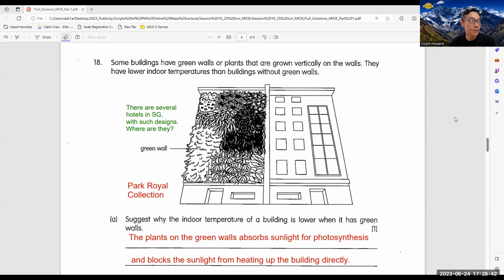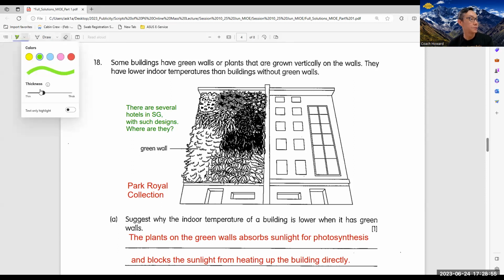Okay, in this question, you can see some buildings have green walls, or plants that are growing vertically on the walls. They have lower indoor temperatures than buildings without green walls. So you highlight this section. They have lower indoor temperatures than buildings without green walls. So there's a comparison here.